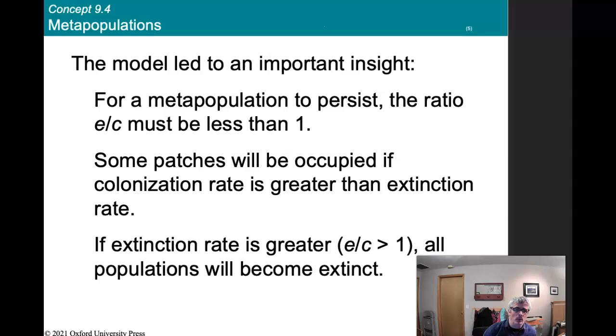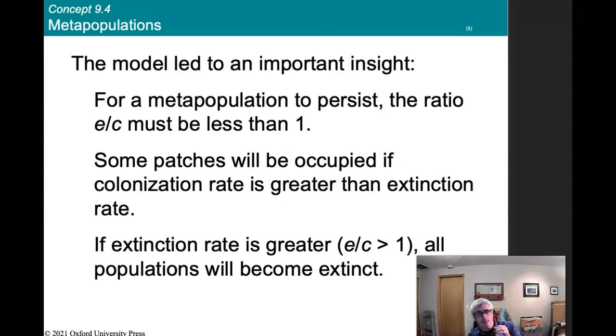So there's some important insights. For a metapopulation to persist, the ratio of extinction divided by colonization must be less than 1. So you can think of that if you have 1 extinction a year and 2 colonizations a year, overall your population is growing. So a ratio of E to C of less than 1 is good for the metapopulation. You have more habitat being colonized than you have habitat having extinction occur.